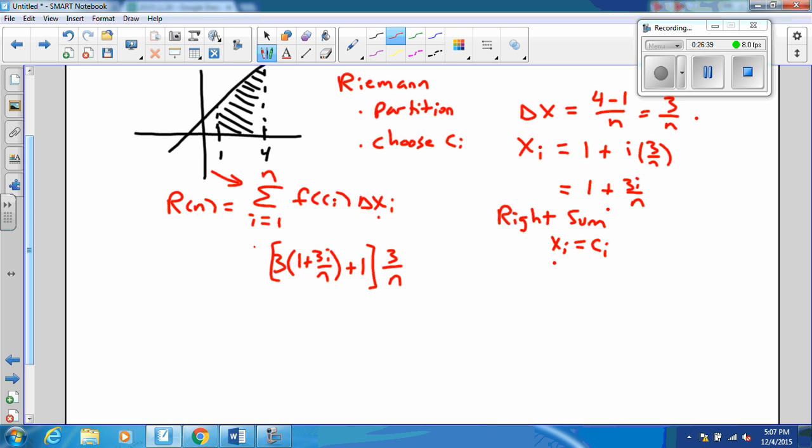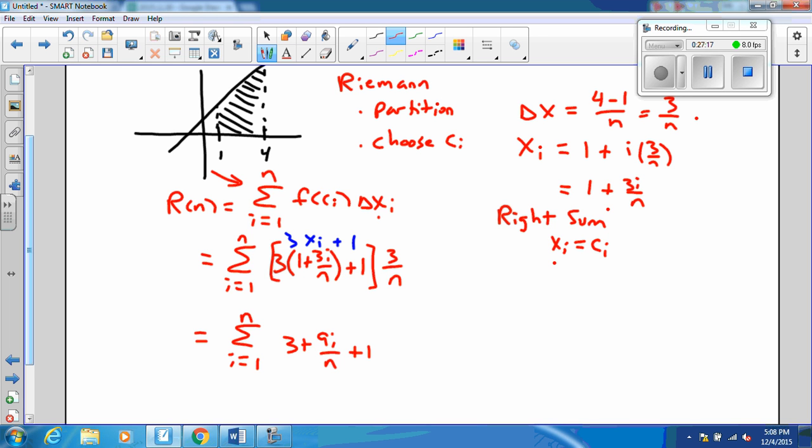So we get 3 times x plus 1. All of this is multiplied by delta x. And now we're going to sum up from i equals 1 to n. This is really the only complicated part when you're doing it. You just got to make sure that you're substituting correctly here. This right here is the xi, and this whole quantity right here is the f of xi. Well, let's clean up and see what we have.